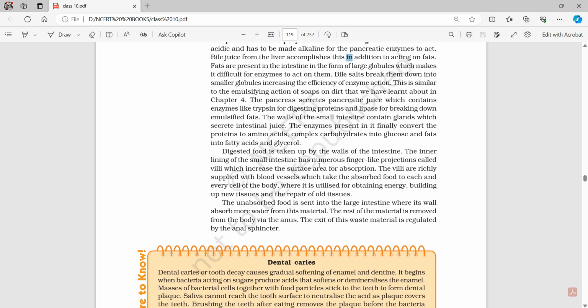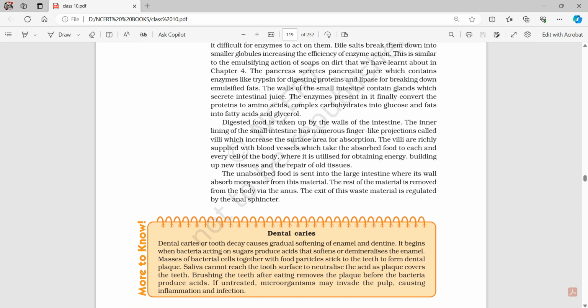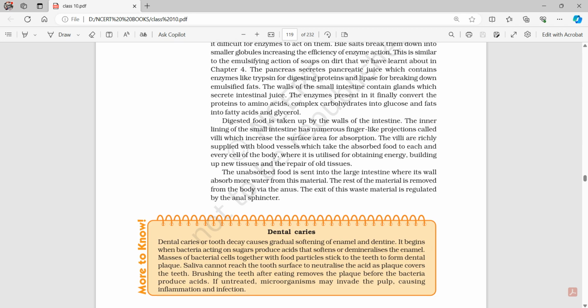The inner lining of the small intestine has numerous finger-like projections called villi, which increase the surface area for absorption. The villi are richly supplied with blood vessels, which take the absorbed food to each and every cell of the body, where it is utilized for obtaining energy, building up new tissues, and the repair of old tissues. The unabsorbed food is sent into the large intestine, where its wall absorbs more water from this material. The rest of the material is removed from the body via the anus. The exit of this waste material is regulated by the anal sphincter.